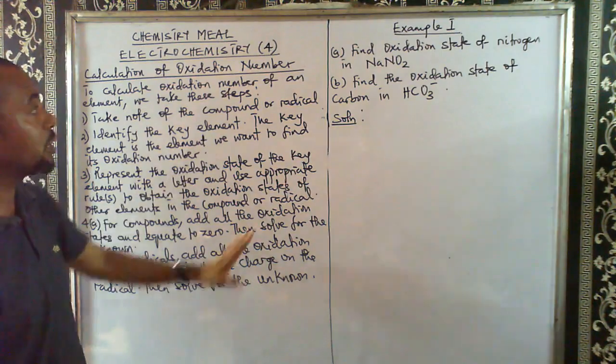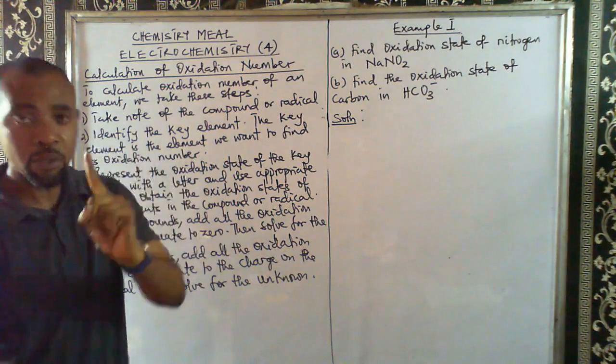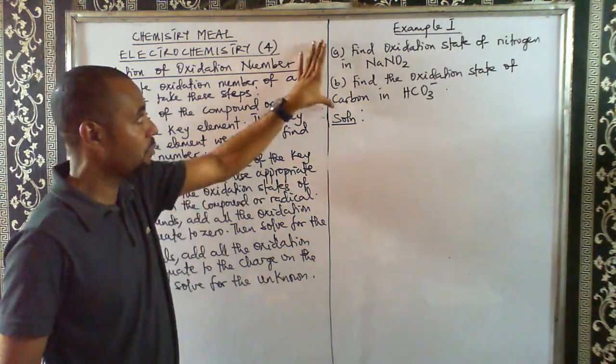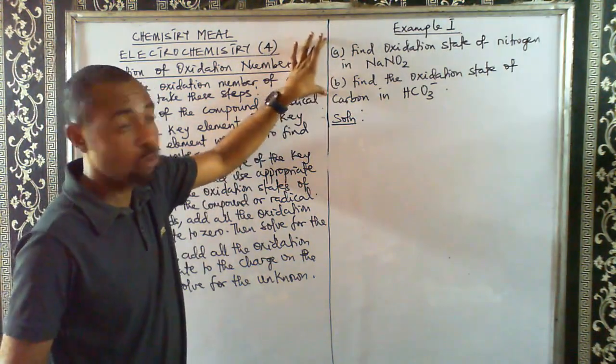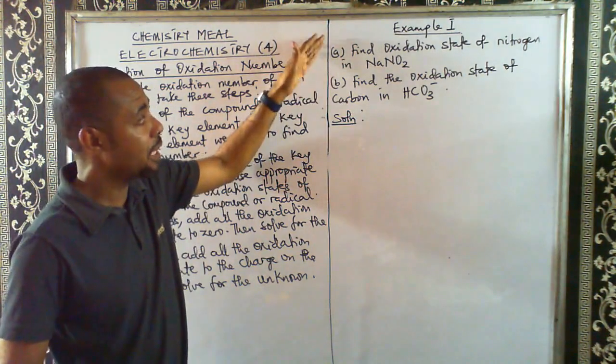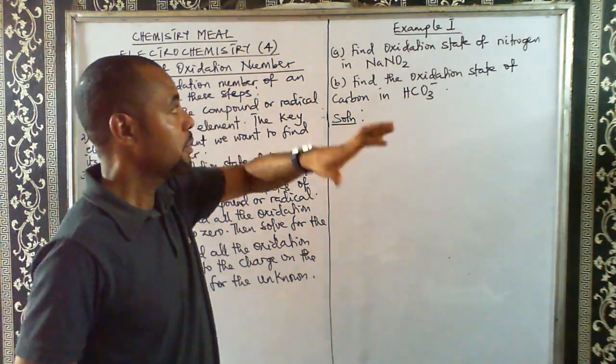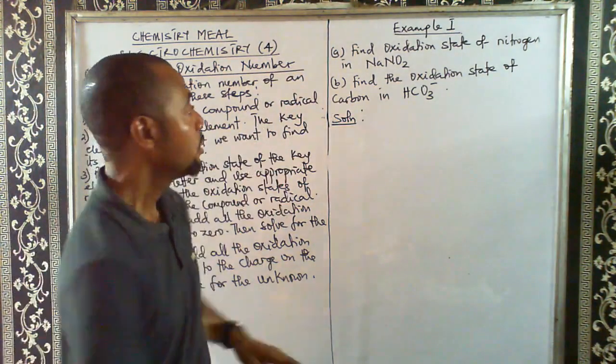So we are going to follow these steps on this question, and at the end of the day, I'll give you one question as a takeaway question. We are going to have two examples: one will be a radical, and the other one will be a compound. So let's look at this.